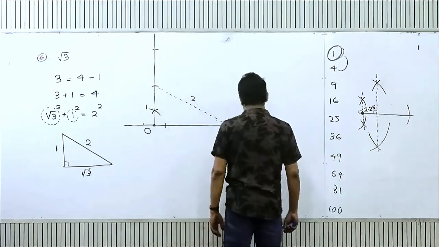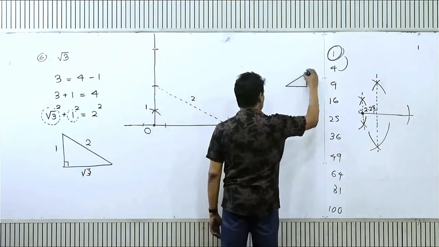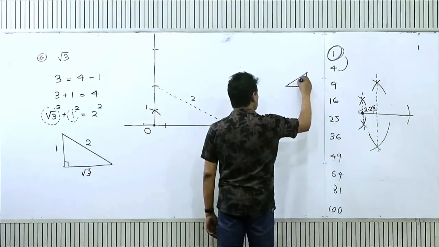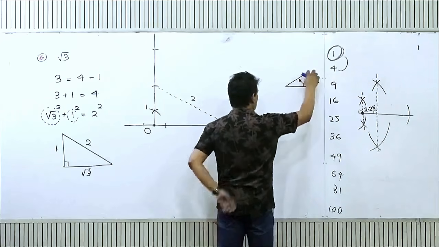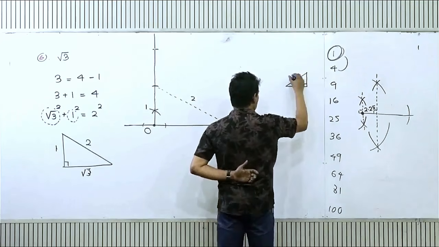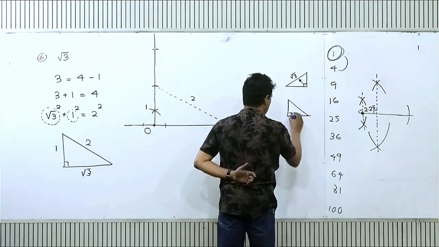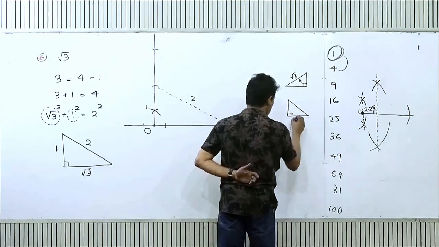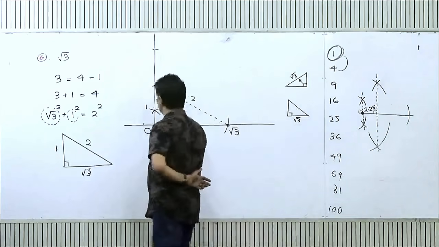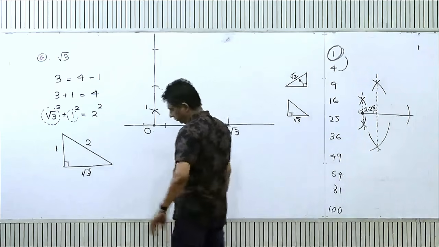That means we have to make two types of right-angled triangle. One is this. In this method, the root number we have to take on this one. If we draw this way, this is the distance given by the root. Right.